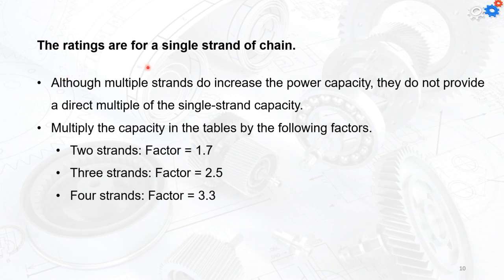The ratings are for a single strand chain, although multiple strands do increase the power capacity. They do not actually provide a direct multiple of the single strand capacity. There is an example in the pre-tutorial video presented by Terry, which you can find on the Canvas page. If you have two strands, the factor is not going to be 2, it's going to be 1.7. The three strand factor is going to be 2.5, not 3. And the four strand factor is going to be 3.3, not 4.